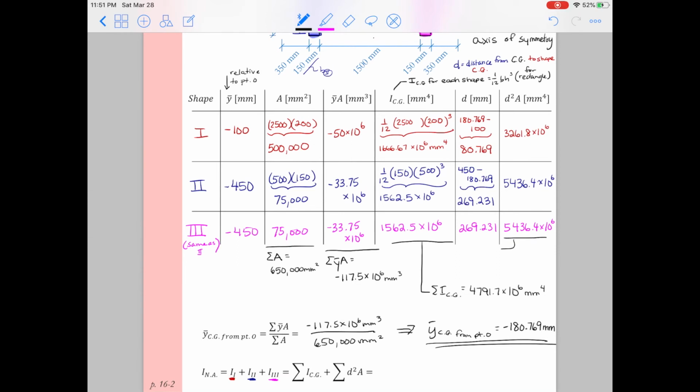I also need to total this d squared A column. That gives us an answer of 14,134.6 times 10 to the 6th millimeters to the 4th.